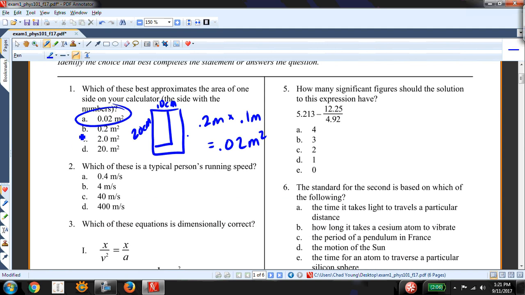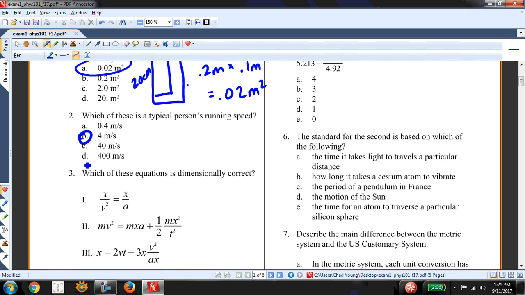Which of these is a typical person's running speed? Well, let's see, 0.4 meters per second. That's kind of slow, and 40 meters per second is way too fast. But 4 meters per second, that's about right for just a typical person. They can cover about 4 meters in a second when they're running.